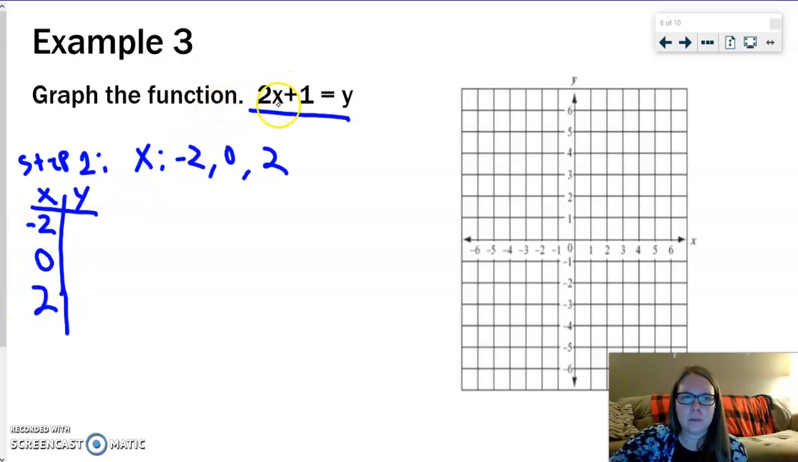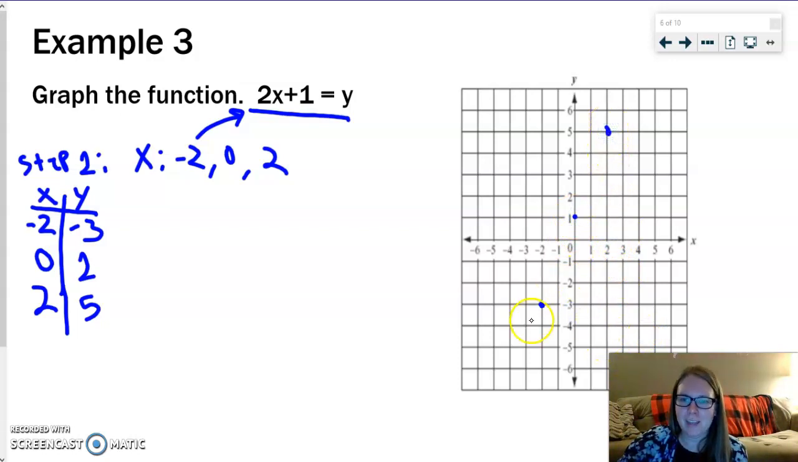I'm going to plug in -2 into x, so that means I'd have 2 times -2, which is -4, plus 1, which would give me a -3 for y. So again, I'm just plugging these in, substituting them in, and solving for y. I'm doing it with mental math. If you want to write it out, you're more than welcome to. 0, well, 2 times 0 is 0. 0 plus 1 is 1. All right, what if I put in a +2? 2 times +2 is 4, plus 1 is 5. So now I have the point -2, -3. I have the point 0, 1, and I have the point 2, 5.